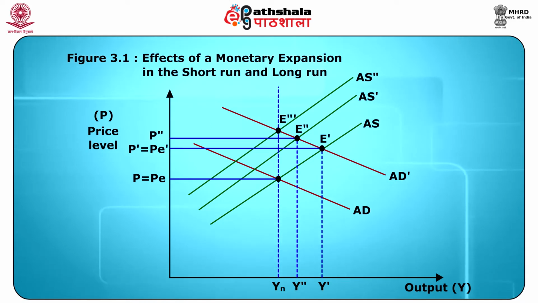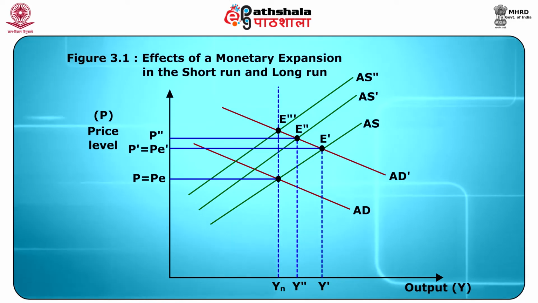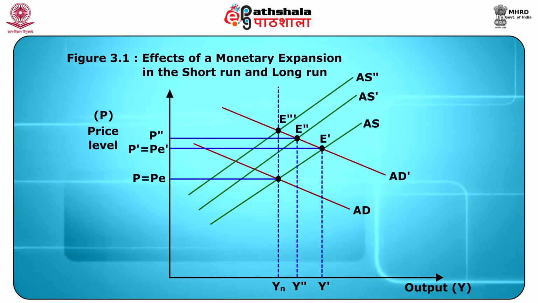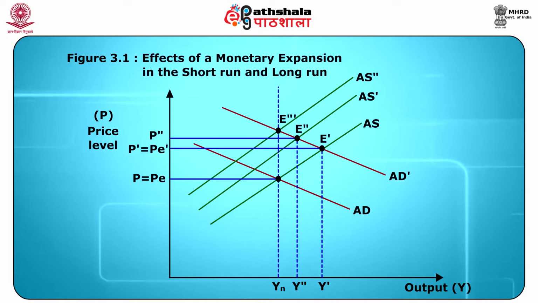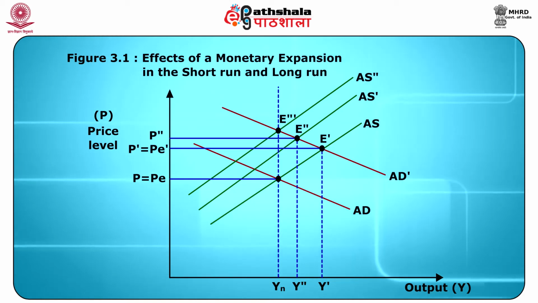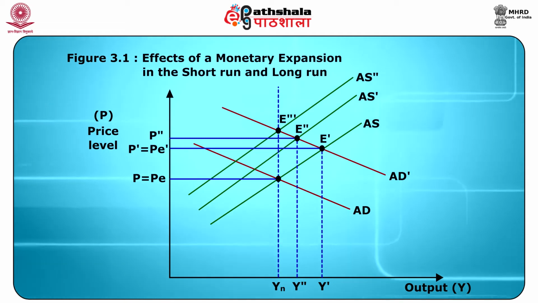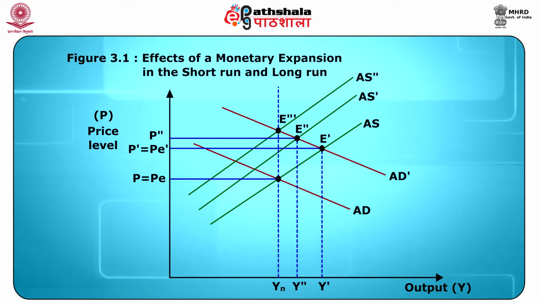Soon after the increase in nominal money supply, the economy moves to the short run equilibrium, but over time the price level adjusts and the changes in aggregate supply take output back to the long run level. Figure 3.1 explains these effects of a monetary expansion on the price level and output both in the short run and long run. Let us assume that the economy is at the long run level indicated by point E with the price level at P and output at Yn.